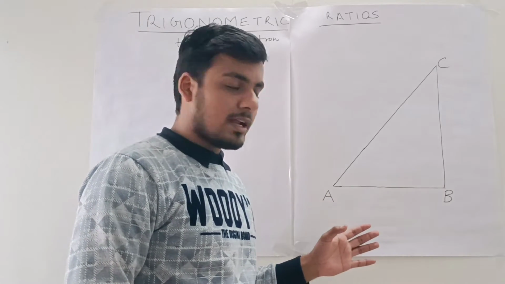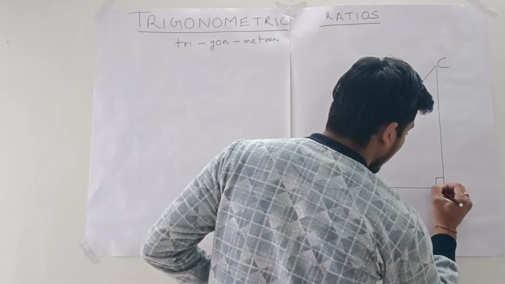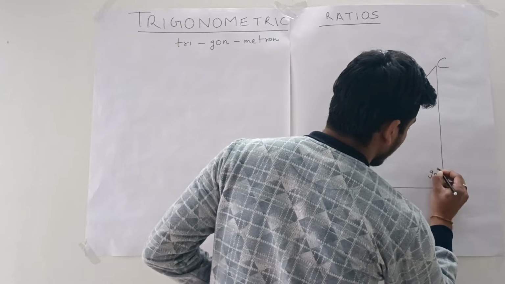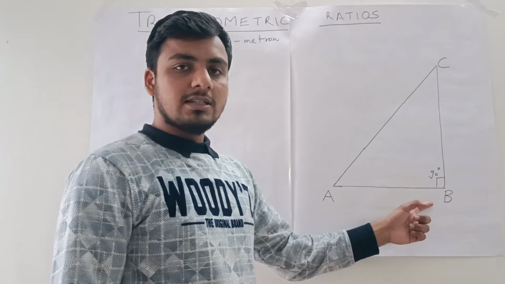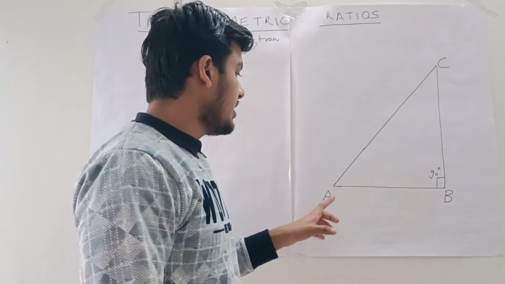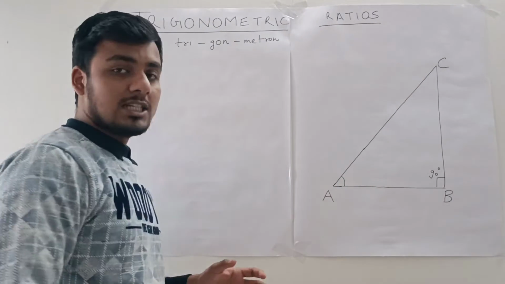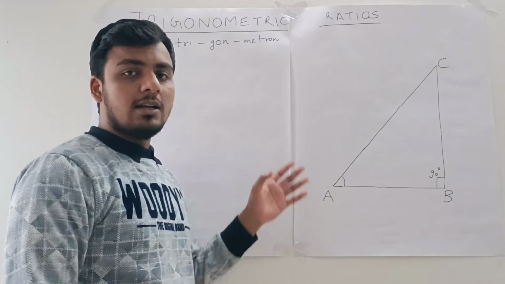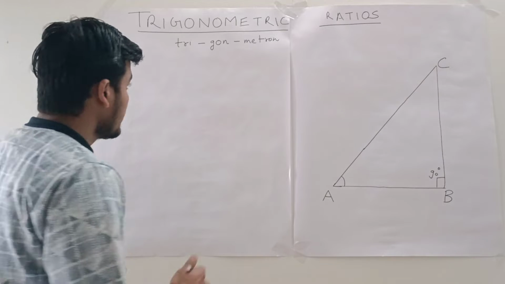We know what a right angle triangle is, in which an angle is of 90 degrees, or a right angle. So in the figure, in triangle ABC, angle B is 90 degrees, and in trigonometry we take another angle, let's say we take angle A. So with respect to angle A, we define trigonometric ratios, which are six trigonometric ratios.